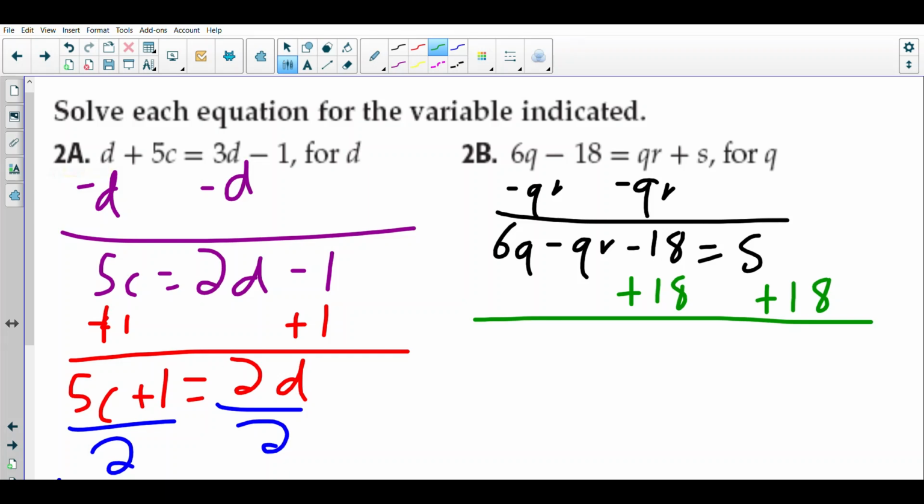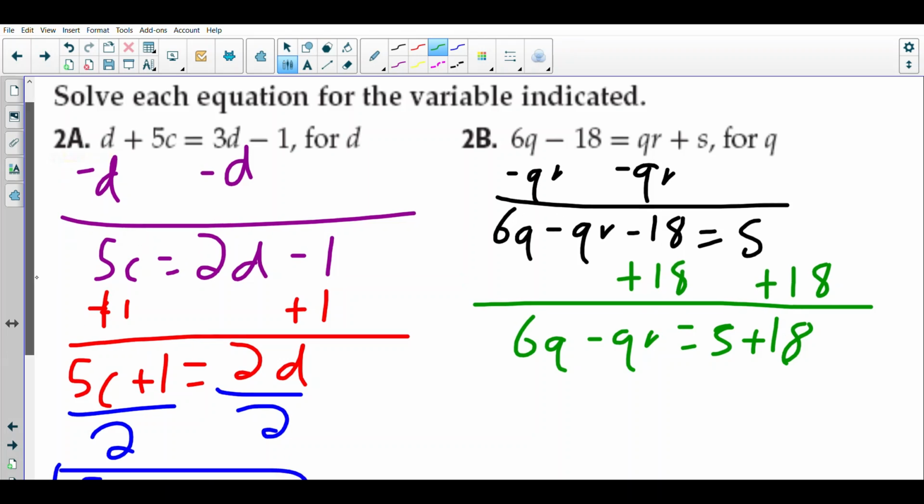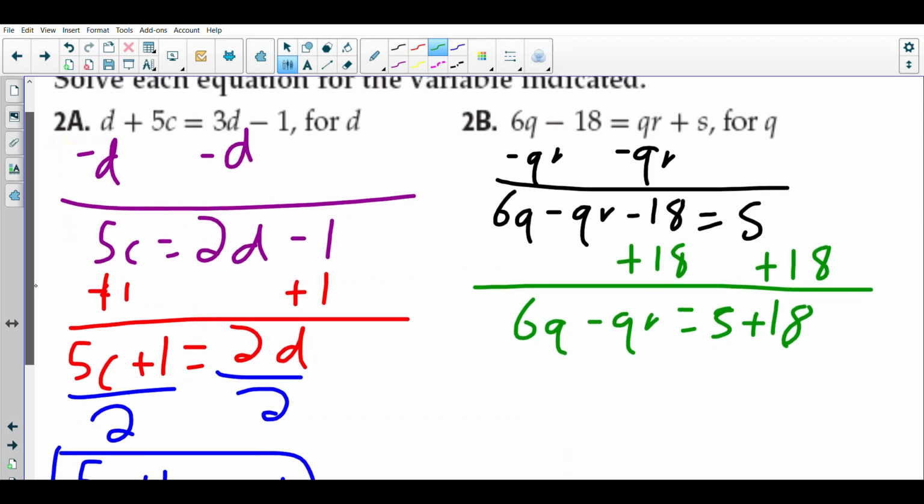So I have 6q minus qr is equal to s plus 18. Now this is where the tricky part comes in. For this next part, we need to think back to the distributive property. Before, I'm just going to do a little example.